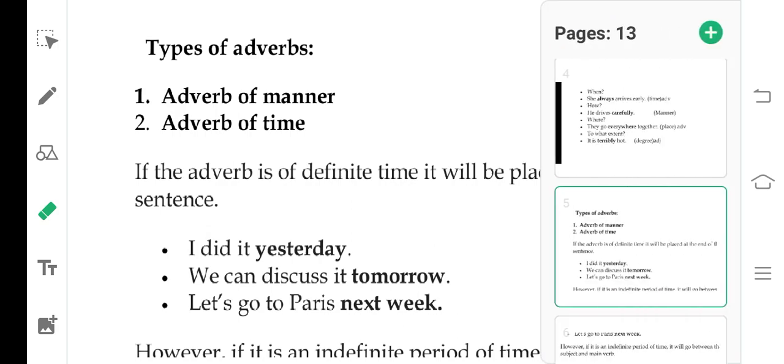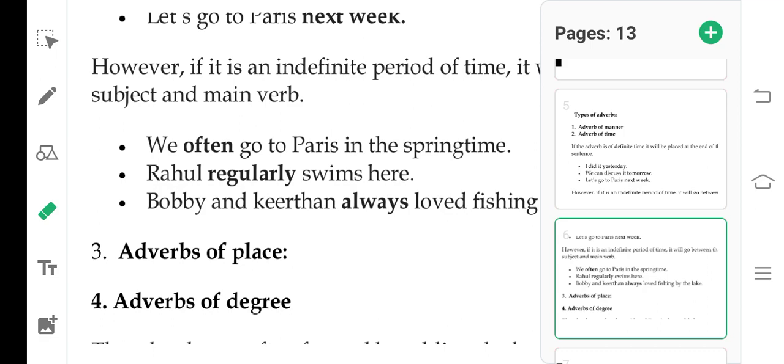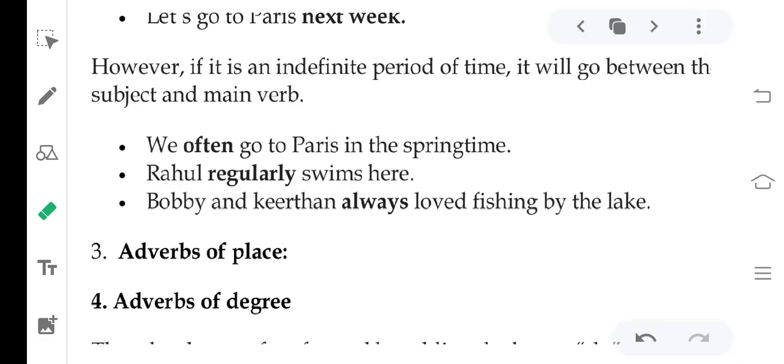So in the same way, there is another rule. However, if it is an indefinite period of time, it will go between the subject and main verb. So these are indefinite times. Often, there is no exact time. Often means it is repeated. Frequently. We often go to Paris in the springtime. Rahul regularly swims here. Bobby and Kirtan always loved fishing by the lake. So where did the adverb happen in these sentences? Between the subject and verb, right?